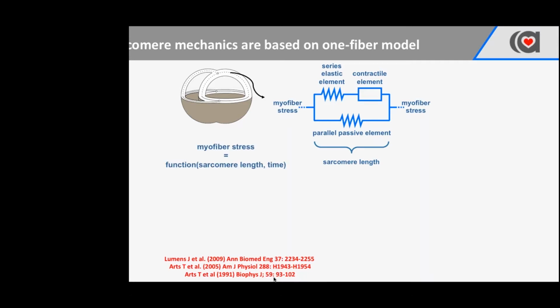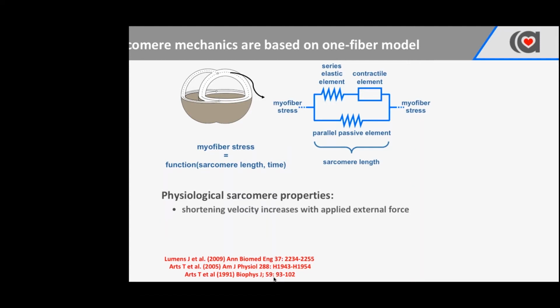Myofiber stress in this model is a function of sarcomere length and time. So the physiological properties that were used are that shortening velocity increases with applied external force, and that contractility increases with sarcomere length. And finally, that activation duration increases with sarcomere length.